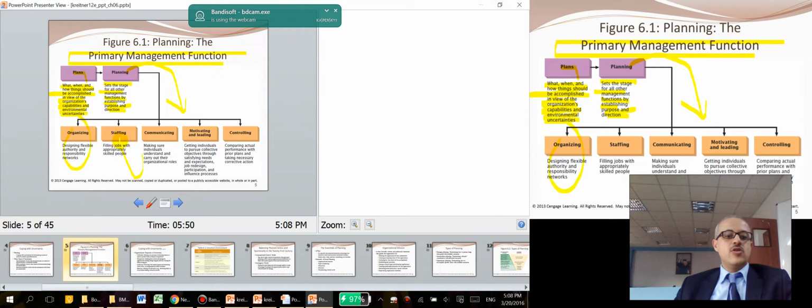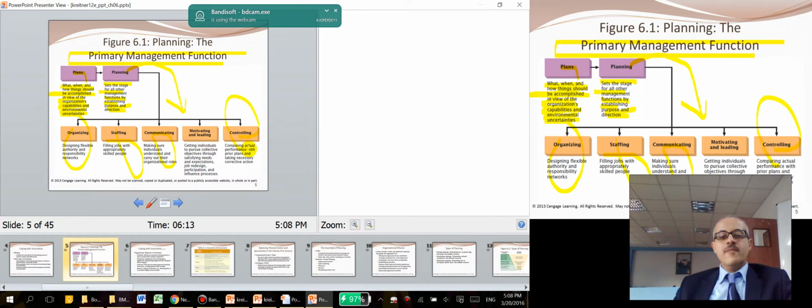Why? Because you have to plan the organization. You have to plan your staff. Next year, we need to have this number of people. You need to communicate: this is how we need to talk to my employees. And you need to make a plan for motivation. You need to tell people, next year we will pay you this much, we'll give you this much bonus. This is what we will do, and this is what we will not do.